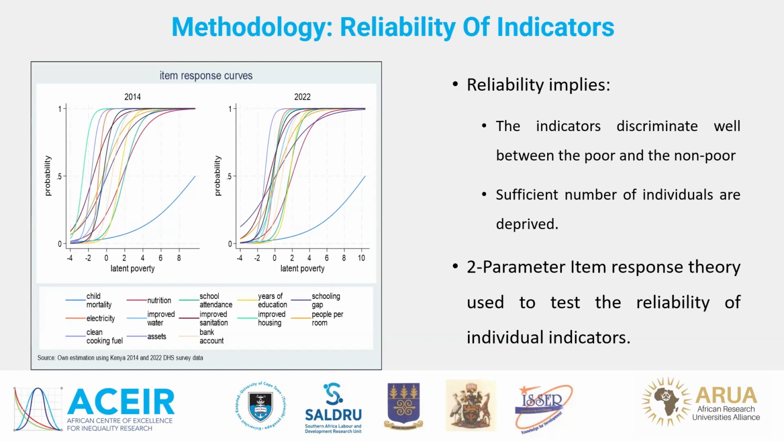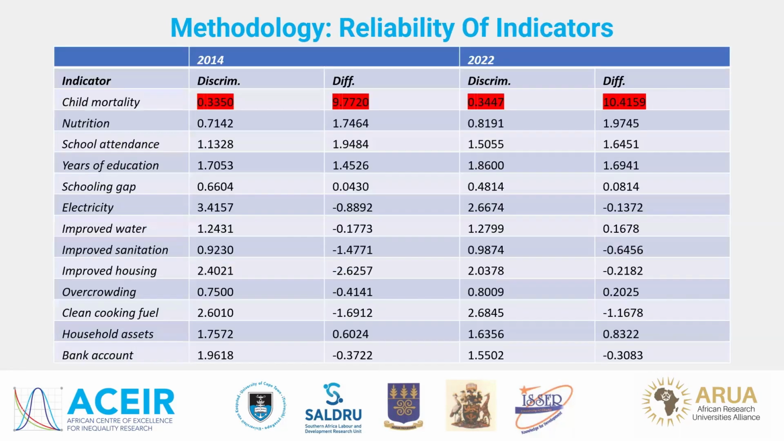We can see that most of the indicators behave well, except the child mortality indicator in both the 2014 and the 2022 surveys. To be more specific, we look at the statistics. For an indicator to be considered reliable, the discrimination statistic should be at least 0.4, and the difficulty statistic should be between negative and positive 3. For both surveys, it's only the child mortality indicator that does not meet that particular threshold.